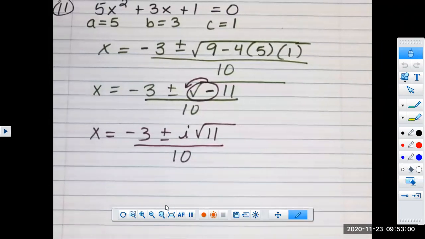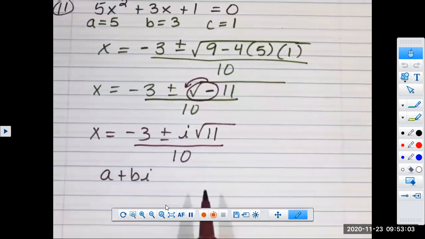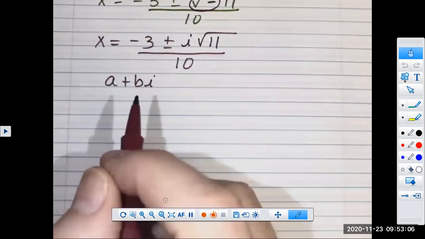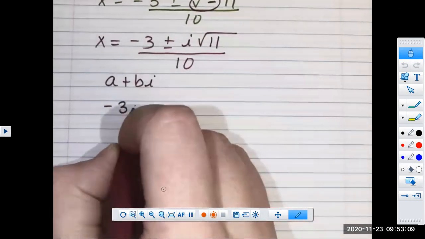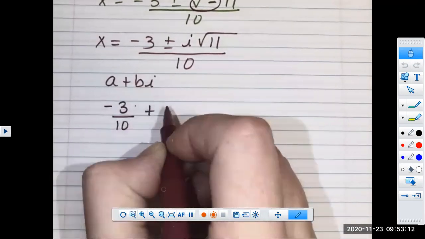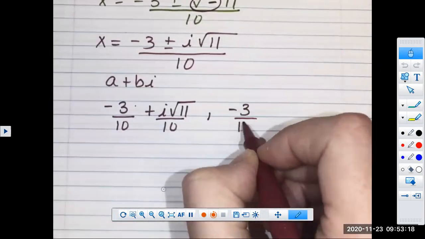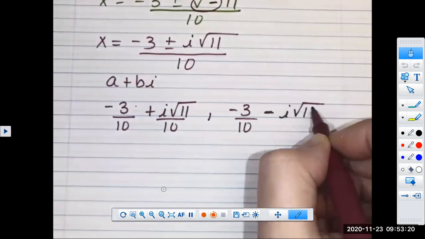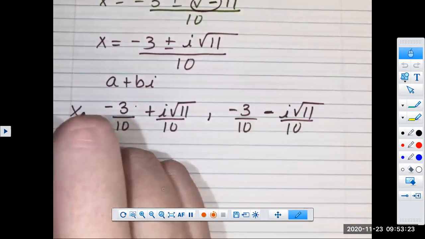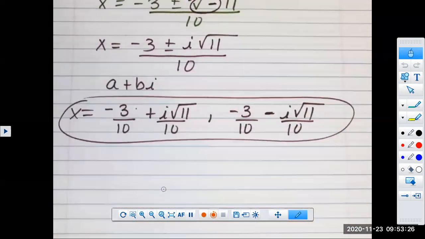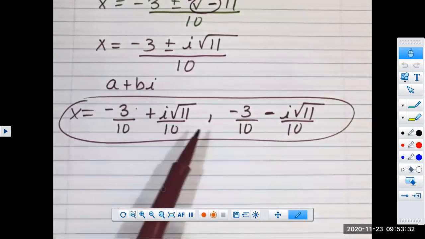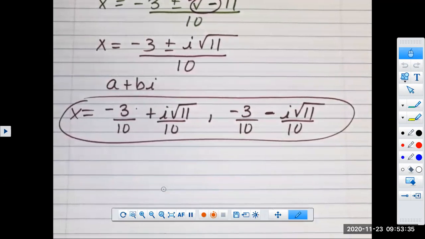Now, once again, you need to separate these answers and put them in a plus bi form. So we take negative 3 tenths plus i root 11 over 10, comma, negative 3 tenths minus i root 11 over 10. And once again, always double check your fractions, make sure they won't keep simplifying, and this will not. If your radical needed to break down, please do that, like I said.